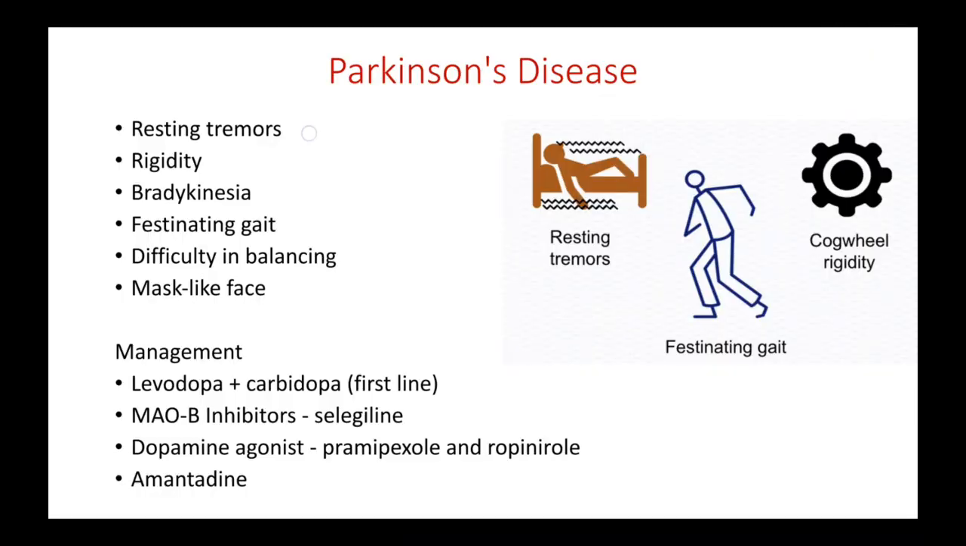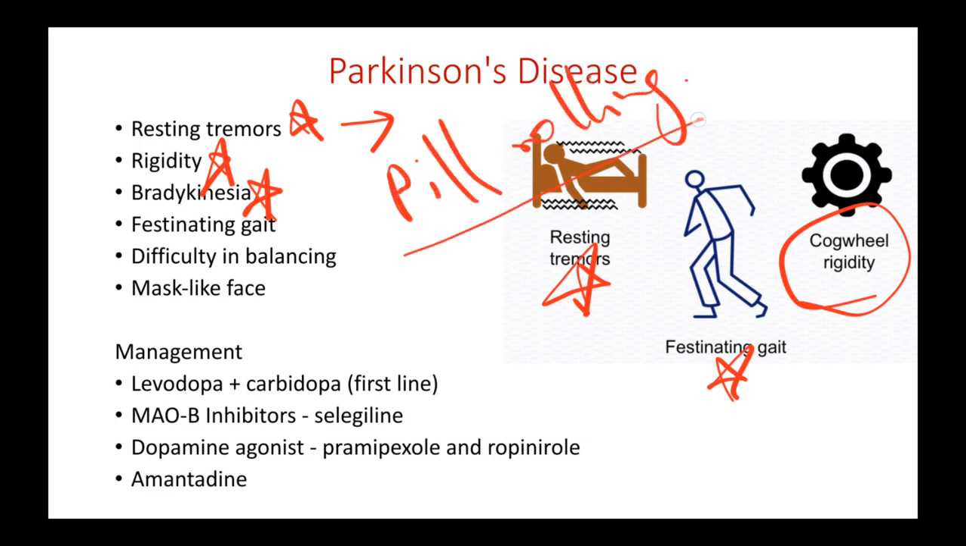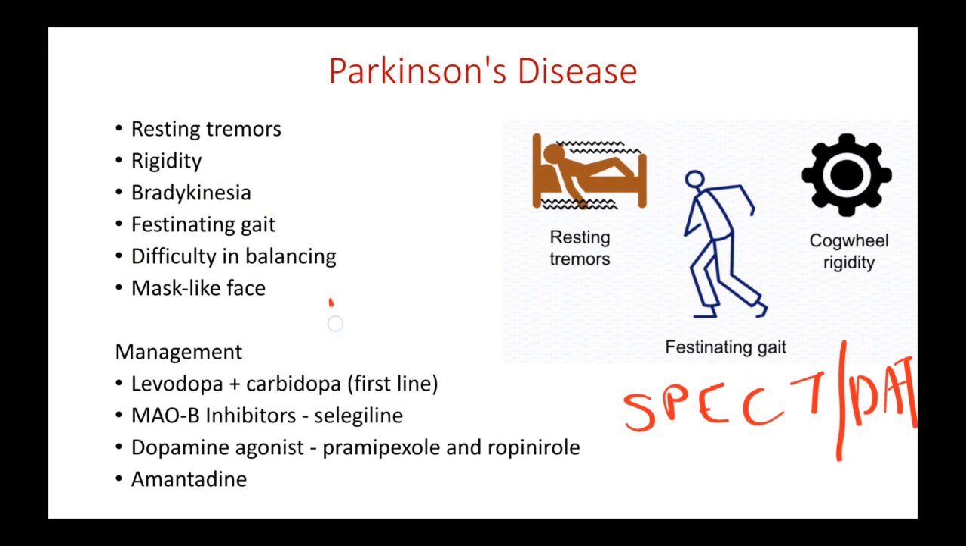The main things that we have to remember are resting tremors, any abnormal gait, rigidity and bradykinesia. Cogwheel rigidity and bradykinesia. The resting tremors are also called pill rolling tremors because when he is having these tremors, it will look like the patient is rolling a pill with his fingers. So these tremors are also called pill rolling tremors and he's going to be expressionless, that is he's going to have mask-like faces.